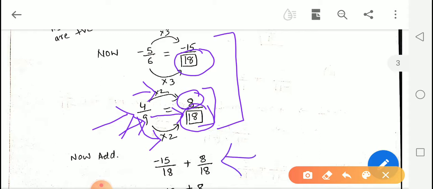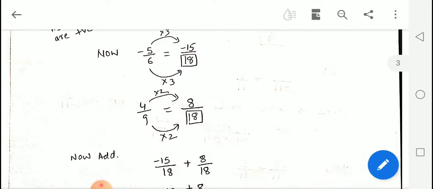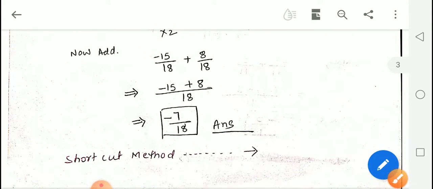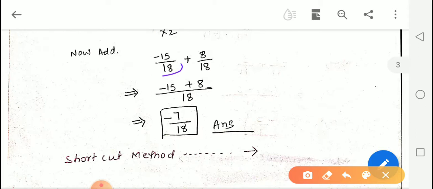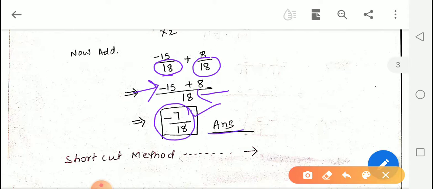This is the same case as we did above in the example for case 1. Now, because the denominators are the same, we write the common denominator and add the numerators. Negative 15 plus 8. The same rule is applied which we learned in integers last year. We get negative 7 as the numerator, and the answer is negative 7 upon 18. There is a shortcut method for this also.